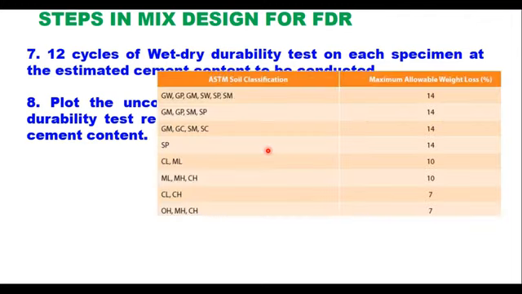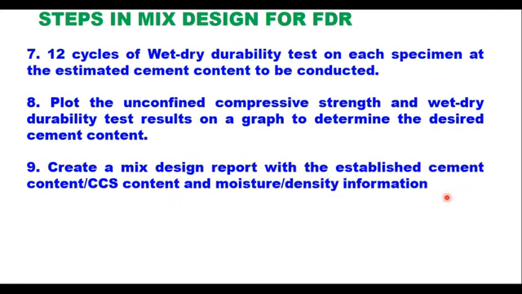According to one document available, the maximum allowable weight loss after 12 cycles of wet and dry should be limited to these values depending upon the soil type. Again, for granular soils and up to poorly graded sand, the loss is 14%, and for clay and medium to high compressibility, it is 7 to 10%. After that, create a mix design report with the established cement content and moisture density information. So that is the complete mix design for FDR.